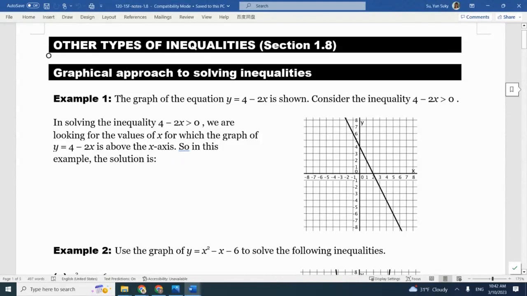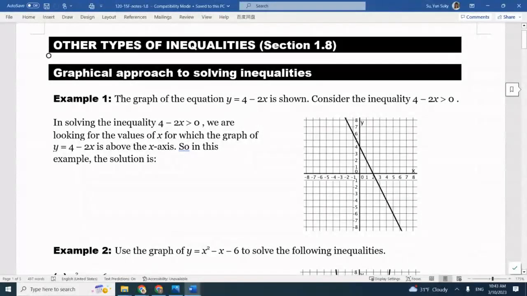Okay, and so yeah, 1.8, graphical approach of solving inequalities. We already know how to solve linear inequalities and inequalities with absolute values. So 1.8 is to solve polynomial inequalities and rational function inequalities. First, the graphical approach. The graph of the equation y equals 4 minus 2x is shown. This is a line, right, everybody? And what is the slope?